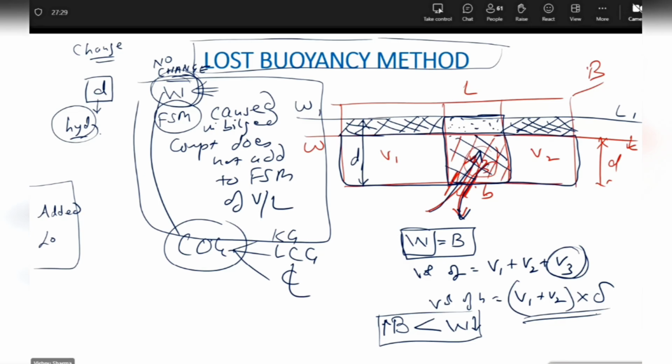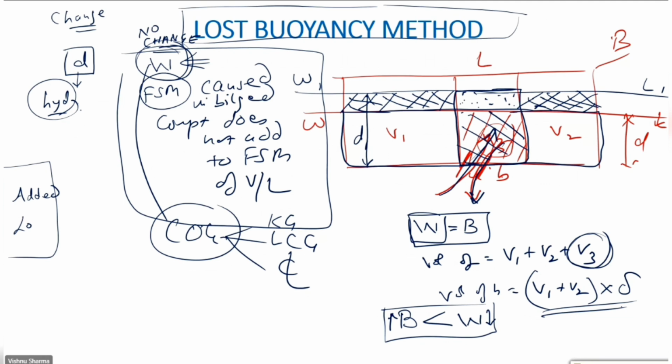Give it a thought. The biggest advantages of the lost buoyancy method are: A, displacement does not change. If displacement does not change, its direct fallout is that the COG does not shift. COG does not shift, that means LCG, KG, and the locations with respect to the center line remain the same. And free surface, if created in the bilged compartment, does not add to the vessel's free surface because that water under the lost buoyancy method does not belong to the ship. Is that clear?